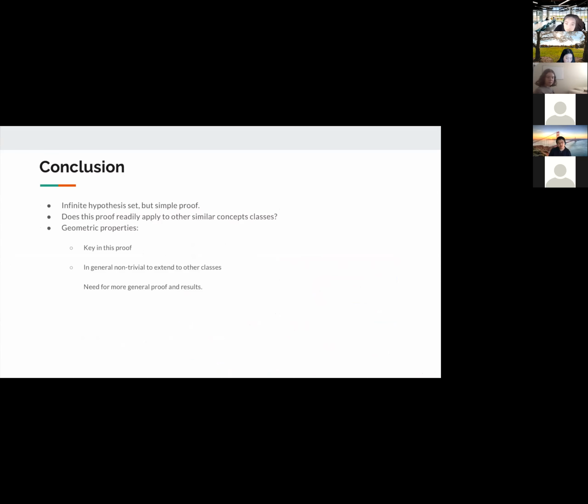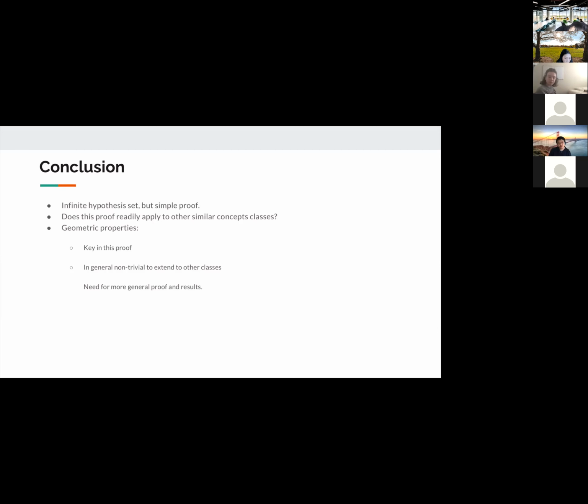So in conclusion, we have an infinite hypothesis set because you have infinitely many axis-aligned rectangles. But we have a simple proof based on the concept of geometry and by a very smart construction of these smaller R sub i's, using the geometric argument to show that this is PAC learnable. But this proof, apparently, is very personalized. It doesn't generalize to other scenarios. It is not readily applied to other similar concept classes.